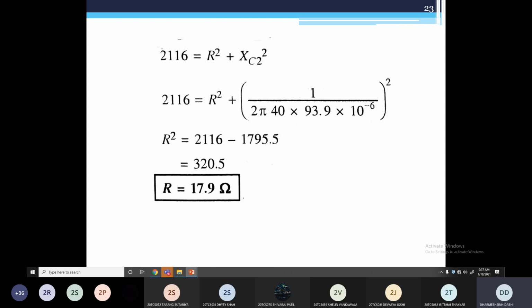All of you clear? Any doubt? How to get the value of R? Yes, anyone? Any doubt? No, sir. Okay, okay. So let's start the next example.